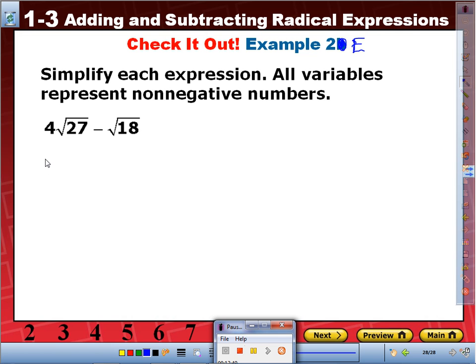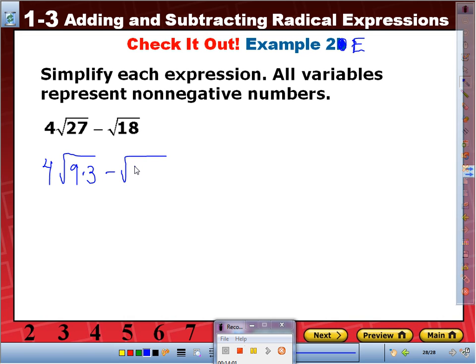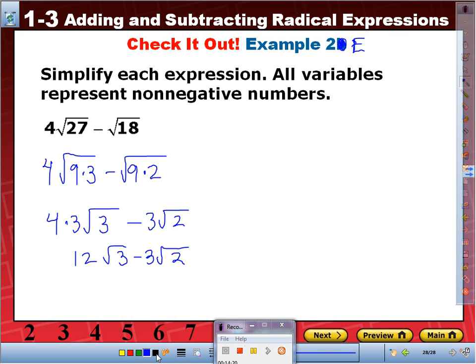Okay, let's see. This becomes 4 square root 9 times 3 minus square root 9 times 2. So to simplify, this is 4 times 3, because square root of 9 is 3, and then this one stays inside, minus square root of 9 is 3 square root 2. This is 4 times 3, that's 12 square root 3 minus 3 square root 2. And we're done because we cannot combine anymore. Okay? Let's continue.